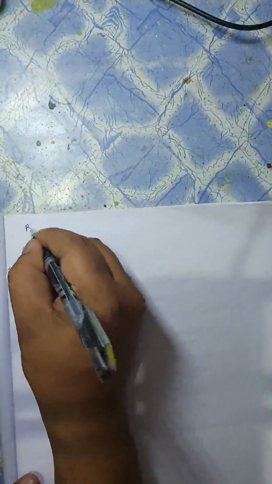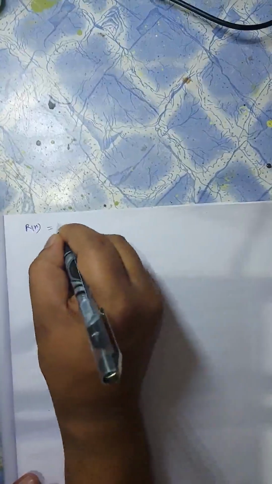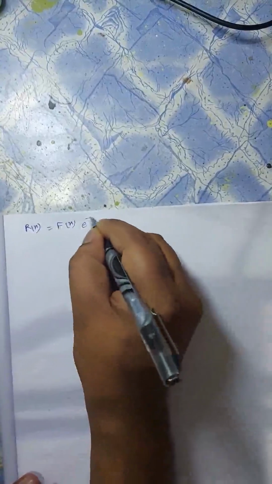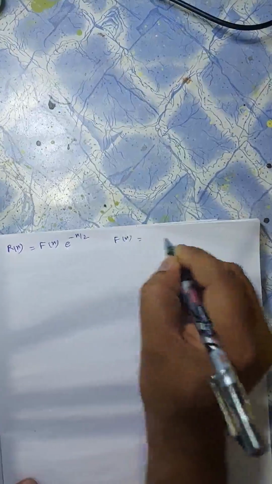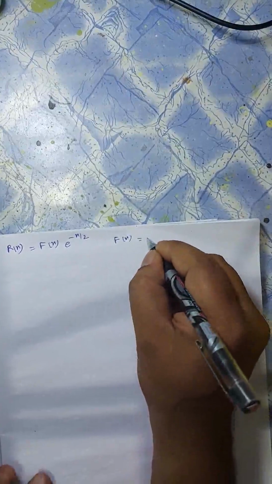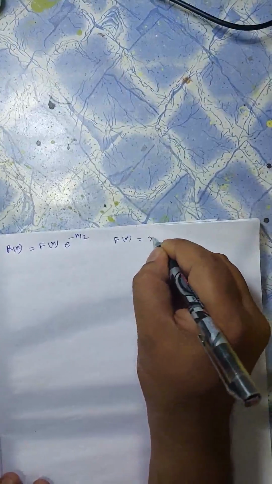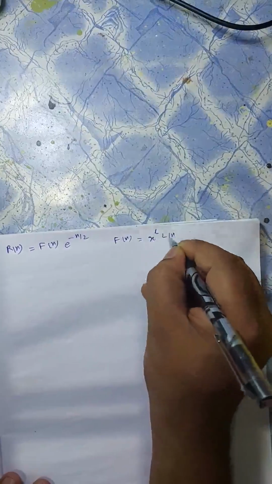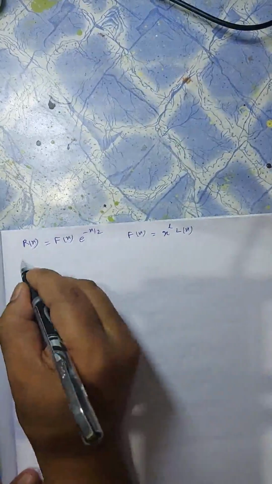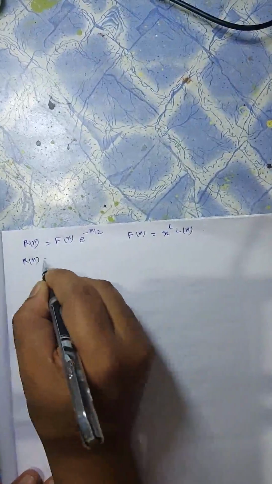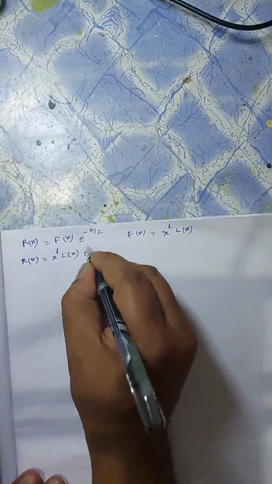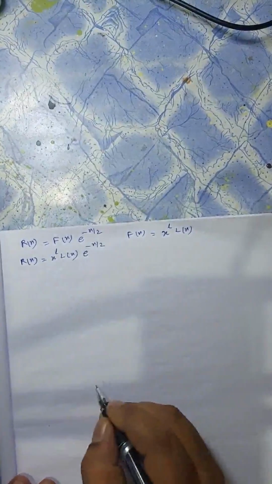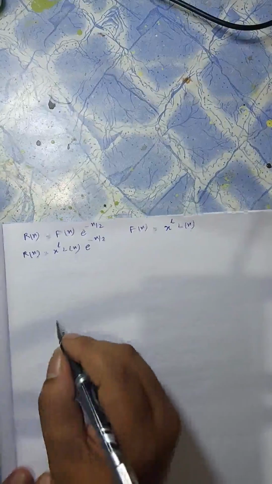Then what did we do? R(x) is equal to f(x), I write once again, e to the power minus x by 2. So f(x) is equal to what we write here. Now in case of f(x), which is equal to x to the power l L(x), if you substitute this in this equation, x to the power l L(x) e to the power minus x by 2, we have to continue this process.